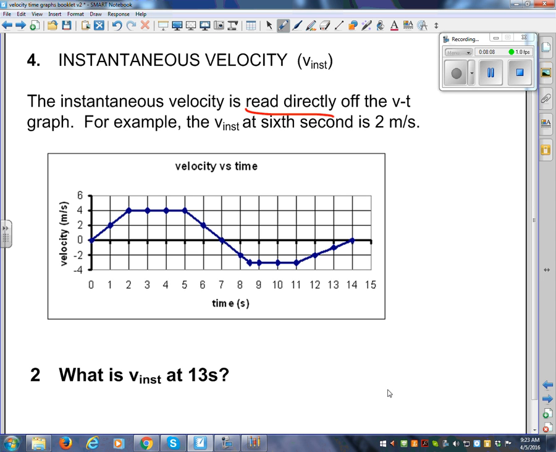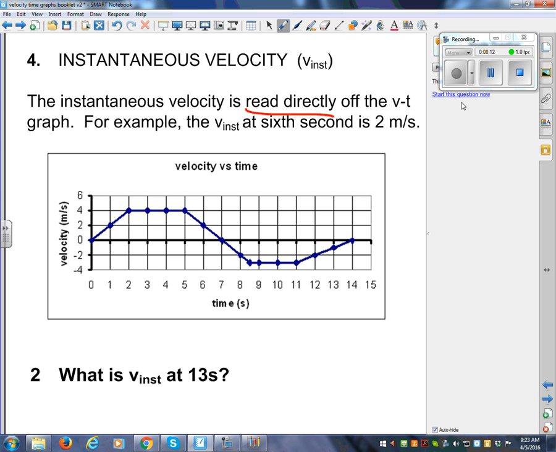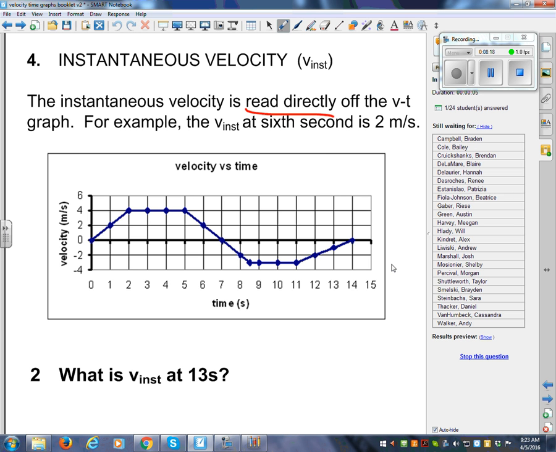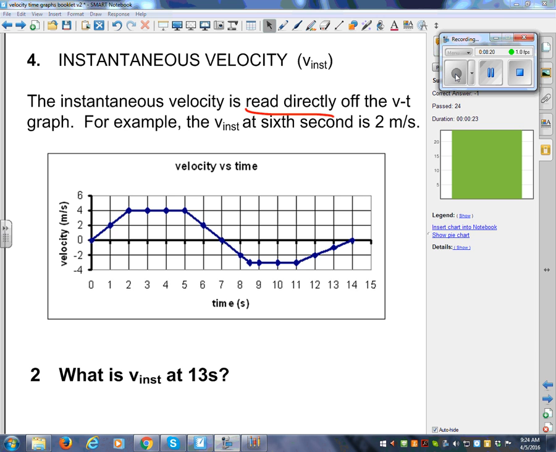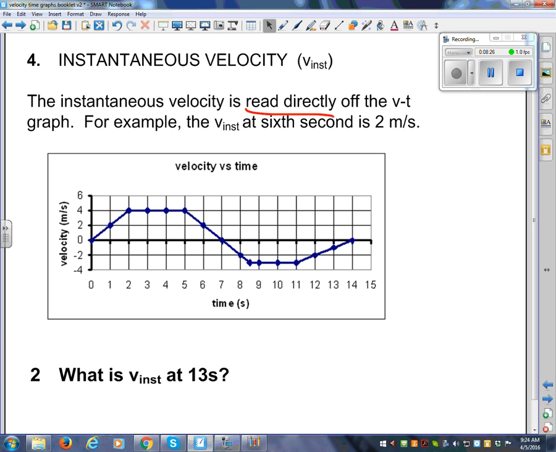Okay, here's your question. What's v_inst at 13 seconds? Go. This one should not take hardly any time at all. Yay, everyone got it. -1. You just read it off the graph. Oh, by the way, it's -1 meters per second because units are important.